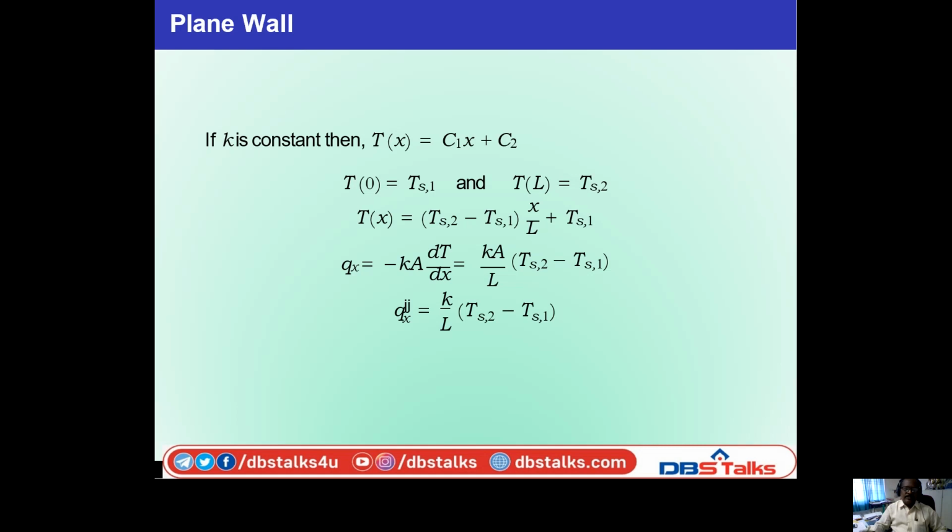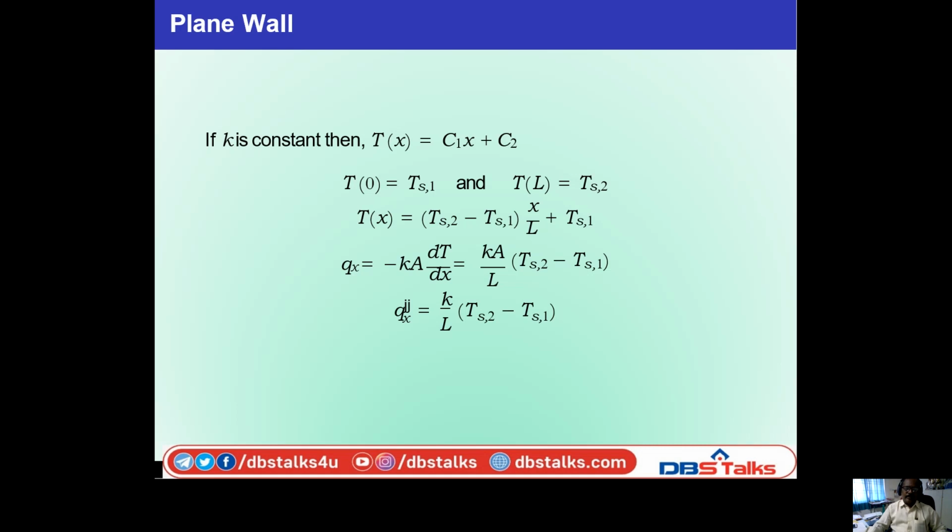To find C1 and C2, we have to apply boundary conditions. What are the boundary conditions? When x equal to 0, the temperature is Ts1. When x equal to L, the temperature is Ts2. So when x equal to 0, T equal to Ts1, and when x equal to L, T equal to Ts2. These are the boundary conditions.